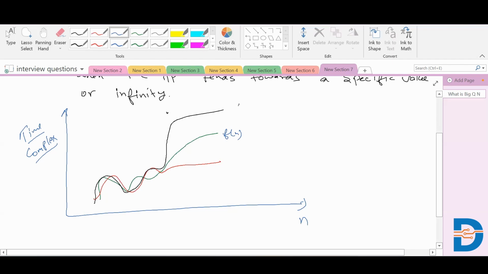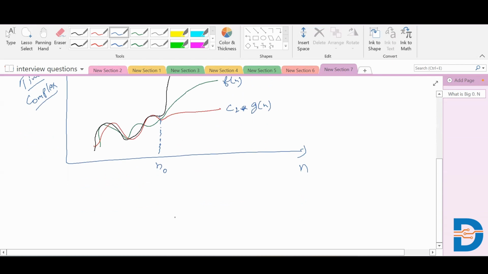And this one is my c1 times a function g(n), and this one is c2 times function g(n). So g(n) is the same, but this time the constants are different. Previously it was c1, now this is c2. And of course, there is a point we call n naught. So the function f(n) is equal to theta of g(n).